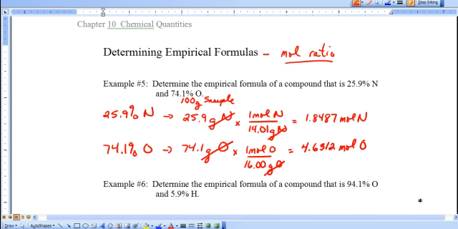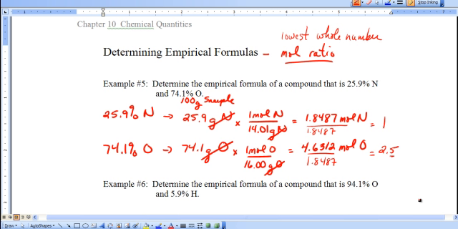Okay? So now that you have the number of moles of both elements, now you have to get it into the lowest whole number mole ratio. So again, this is the lowest whole number mole ratio. So what we're going to do is divide through by the lowest one. So we divide through by 1.8487. Divide through by 1.8487. Of course, anything divided by itself is 1. And when you perform that calculation, you actually get 2.5. So this is in a 1 to 2.5 ratio. However, it has to be in a whole number ratio. We cannot have this half here.